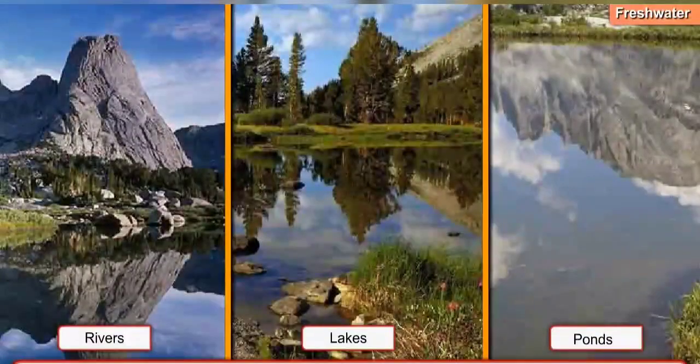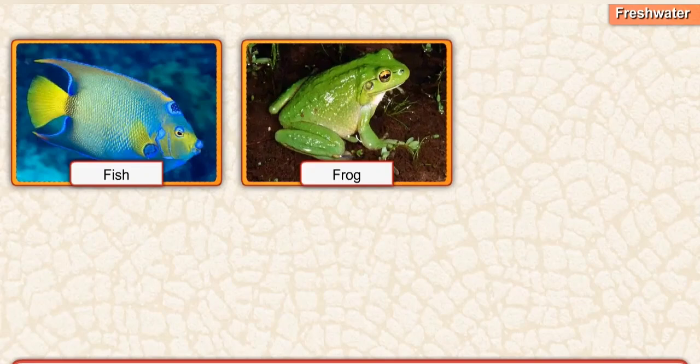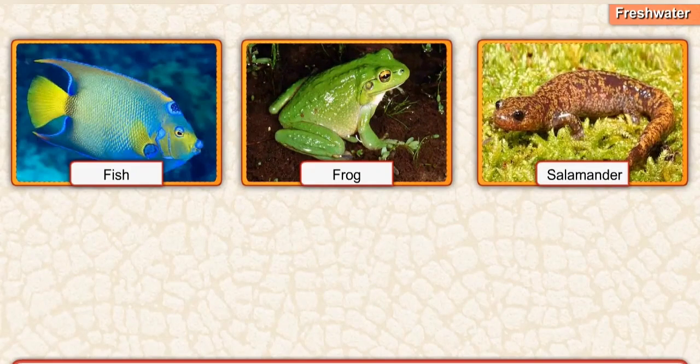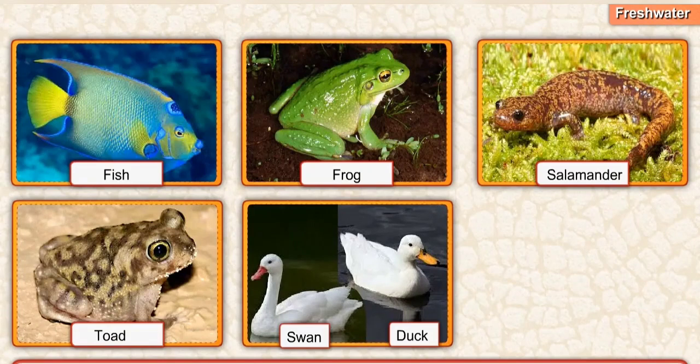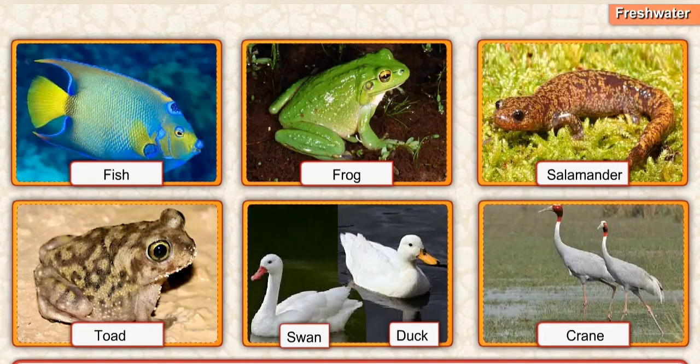Freshwater. Rivers, lakes, and ponds are freshwater habitats. Fish, frog, salamander, toad, duck, swan, crane, etc. are found in freshwater habitats.